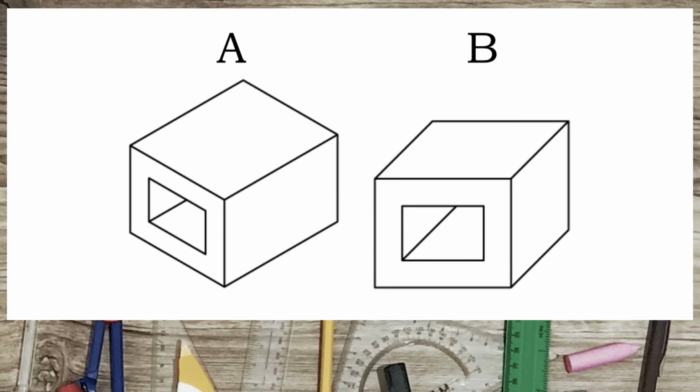Using the given picture, can you answer the following questions? Which of the two drawings do you think is an oblique drawing? Correct. Drawing B is the oblique drawing. And what do you call the other drawing? That's right. It is an isometric drawing. Now, let's try to differentiate oblique from isometric.